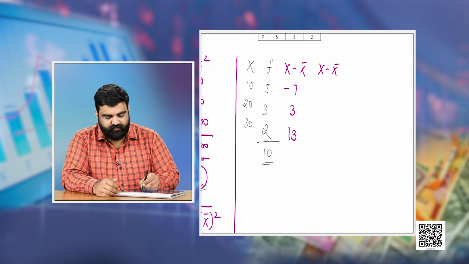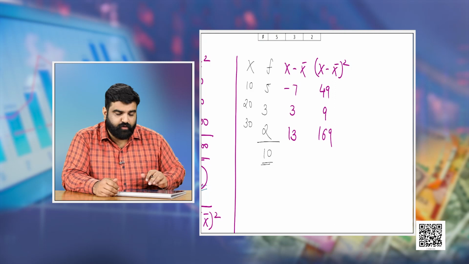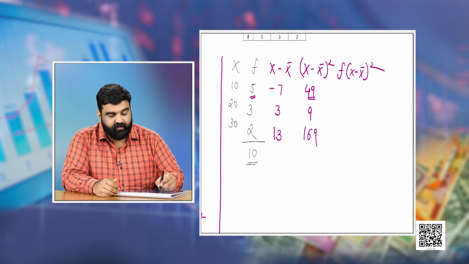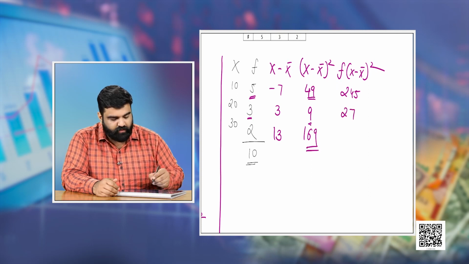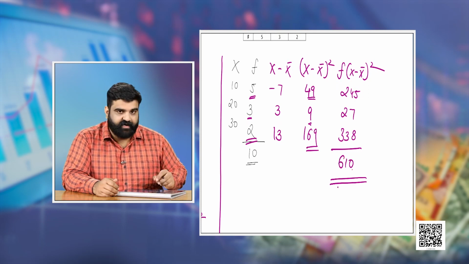So, we have x minus x bar, the whole square. So, this will be 49, this will be 9 and this will be 169. The question is not over yet. We have to multiply these values with the value of f. So, we have 49 multiplied by 5 which is 245. We have 9 multiplied by 3 which is 27, and we also have 169 multiplied by 2 which is 338. The final answer to the total of this will be 610.